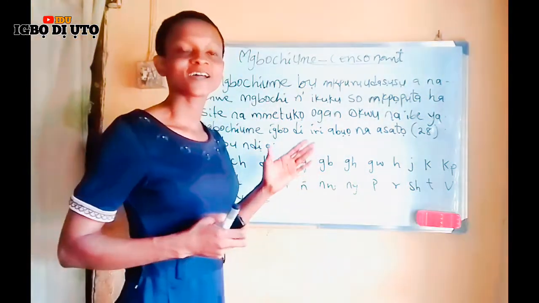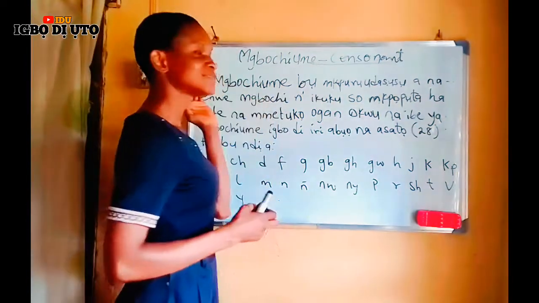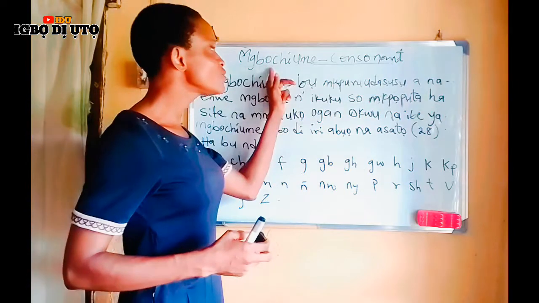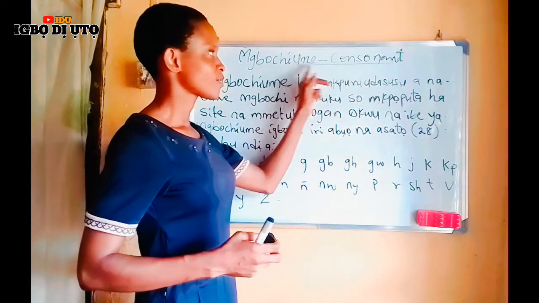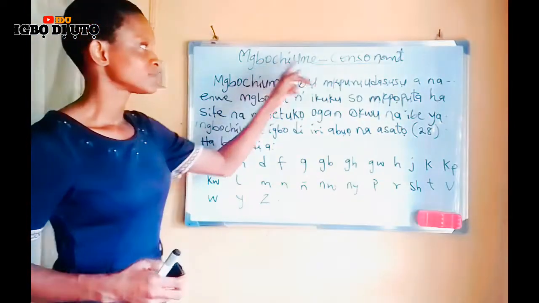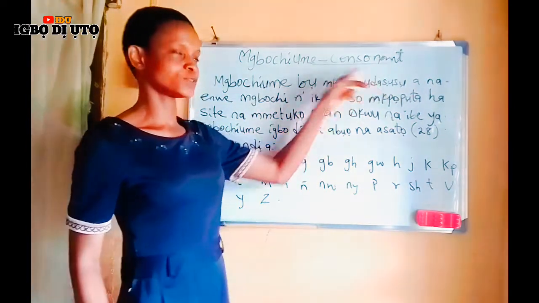In our previous topic, we learned vowels. So in today's topic, we are going to learn Igbo mgbochiume, consonants. Mgbochiume, that's the Igbo word. Then consonant is the English word.